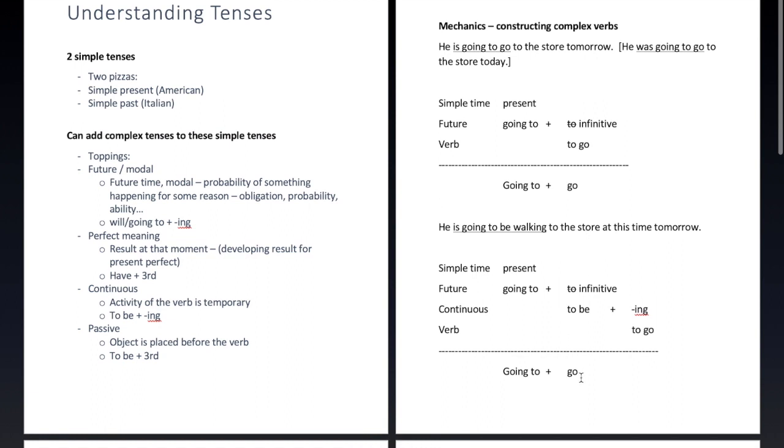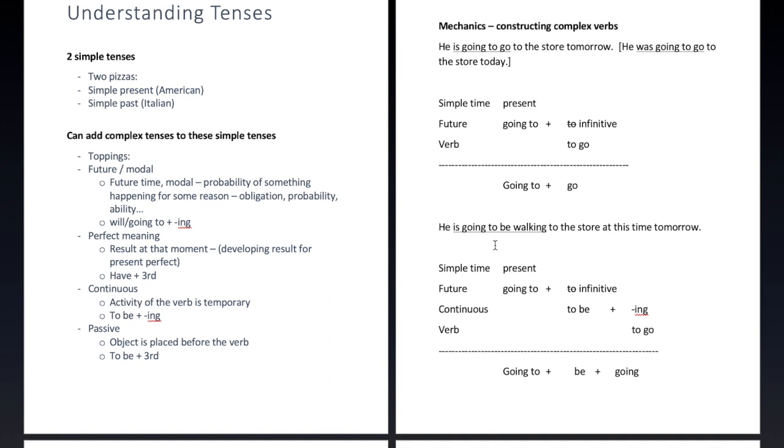All right, so if you take going to, present of going to, if you take the infinitive without to of go, you just have go. No, this is different. Infinitive without to of be is what we need here, right? Okay, so this is how we get the be in there. And then we need to take the ing form of go, and that's going to be going.